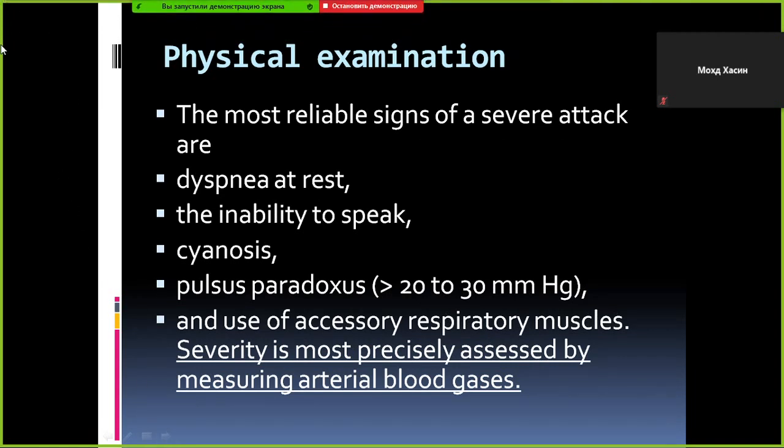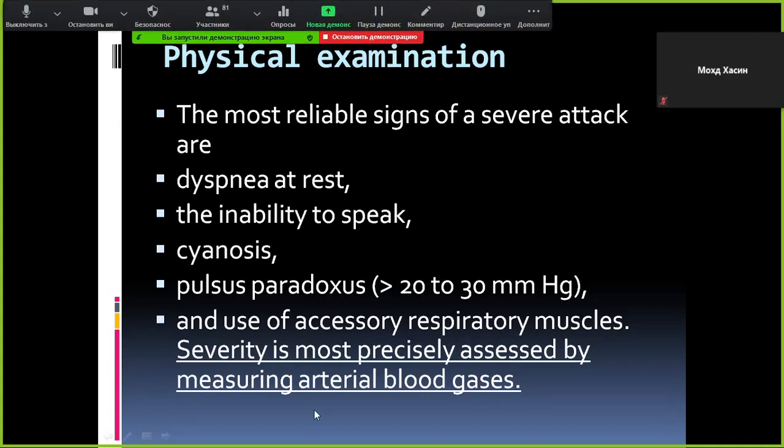So the most reliable signs of a severe attack are dyspnoea at rest, expiratory dyspnoea, inability to speak, cyanosis, pulsus paradoxus, participation of accessory respiratory muscles in respiration, and the severity of a bronchial asthma attack may be assessed by measuring arterial blood gases. So we need to measure arterial blood gases.